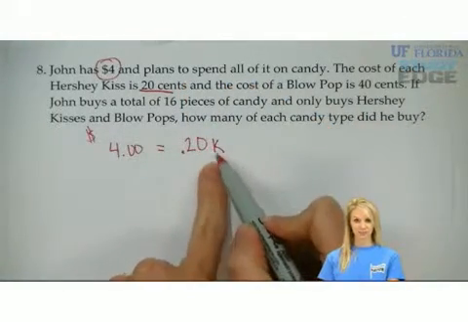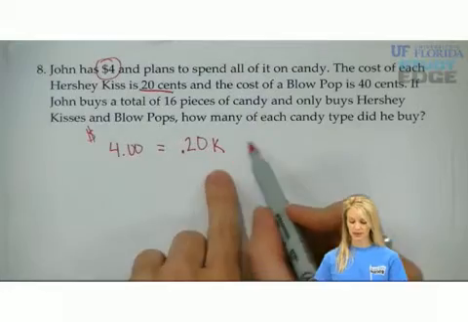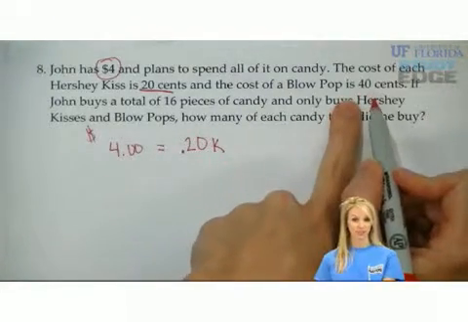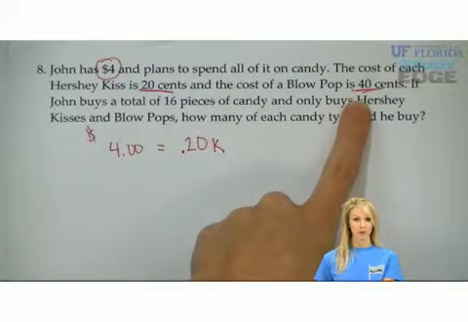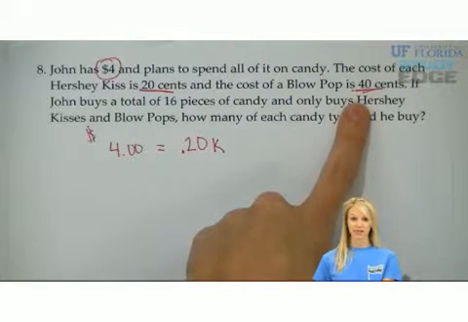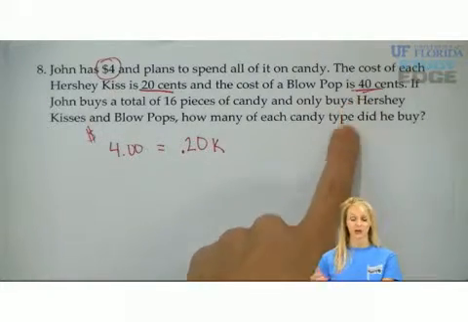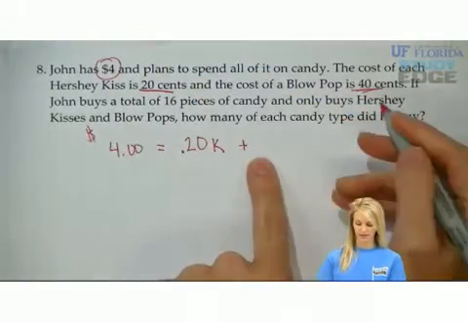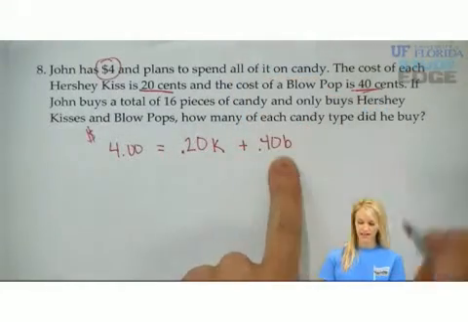Each additional Hershey Kiss that you buy costs you another 20 cents. Now we know that Blow Pops each cost 40 cents. So the total amount that John is spending on Blow Pops is 40 cents for each of them. Each time he buys another Blow Pop, he spends another 40 cents. So the total is 40 cents times the number of Blow Pops that he buys.